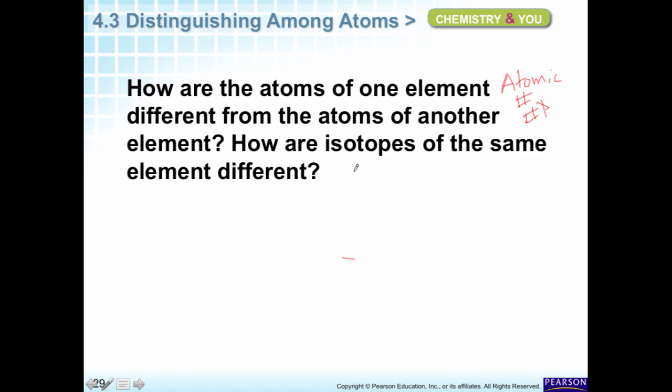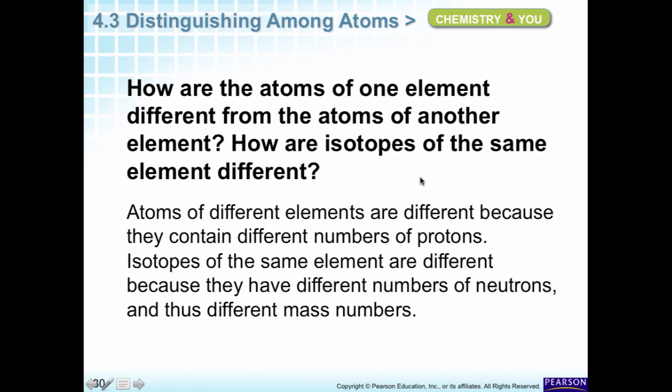Okay, how are isotopes of the same element different? So different masses, or we could even say different mass number. And that's due to a different number of neutrons. So let's see the long answer. Atoms of different elements are different because they contain different numbers of protons. Isotopes of the same element are different because they have different numbers of neutrons and thus different mass numbers. Okay? So my little note says all that paragraph in a much shorter way.